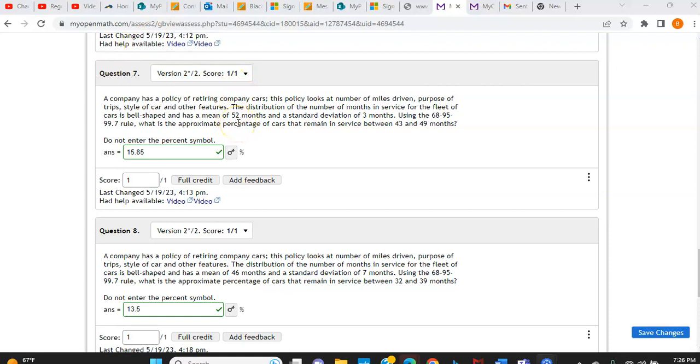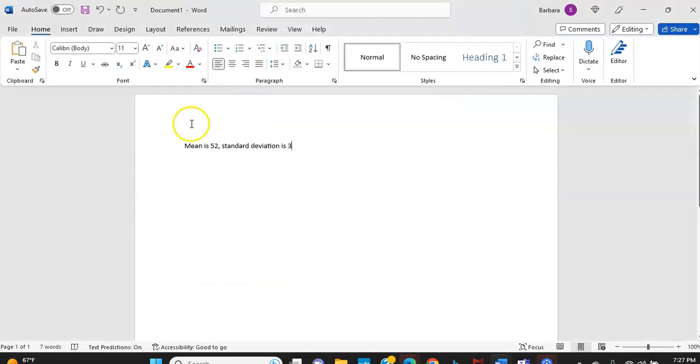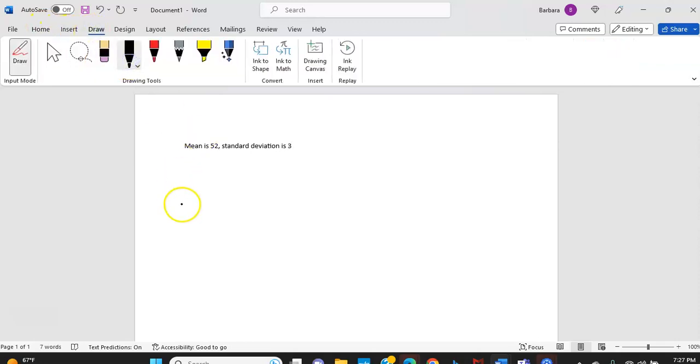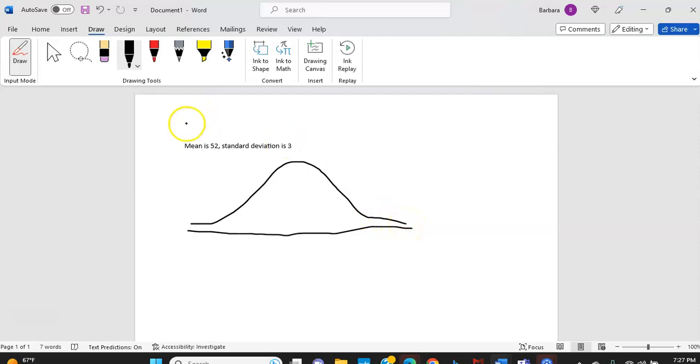Okay, so I believe I've written down the mean and the standard deviation here. So let's go over to that page. And I'm going to draw a picture of our bell curve for this. So bear with me. Writing with my mouse is not the best. Like I said, not very straight, but we'll get the feel here. Of course, that's supposed to be a nice symmetric normal curve. It's not perfect. My mean is 52, so I'm going to put that in the center.